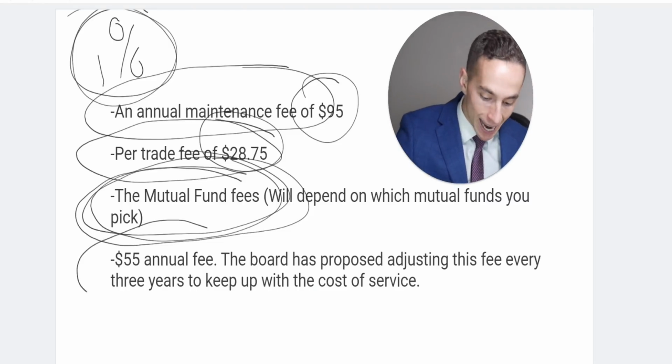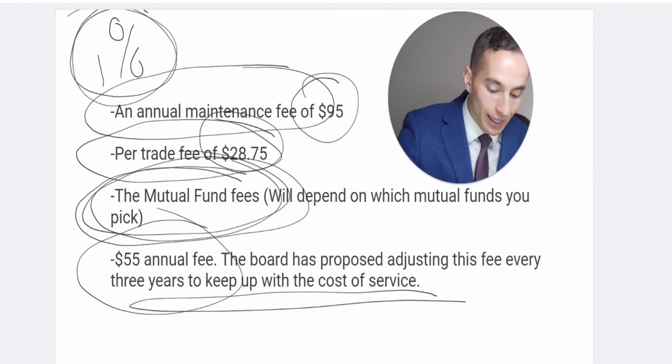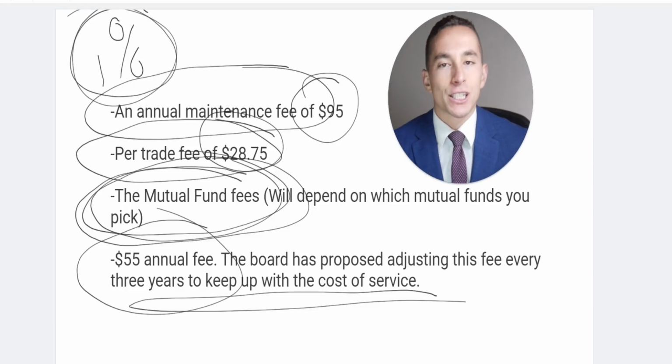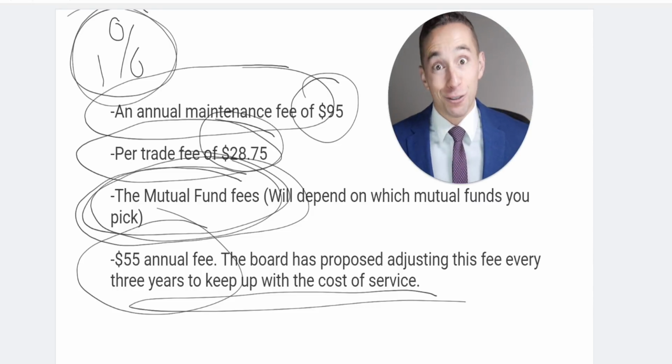Okay, next, there's a $55 annual fee that you will pay as well, and the TSP board has proposed that this will be adjusted every 3 years as the cost of the service goes up as well. So those are the list of the fees. So there's lots of fees here, okay?